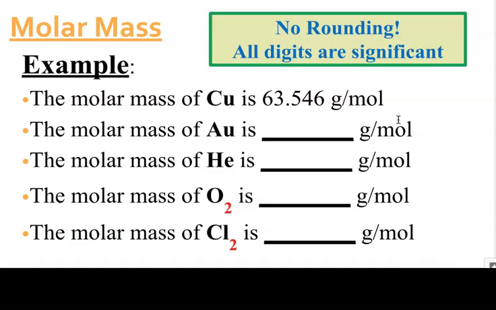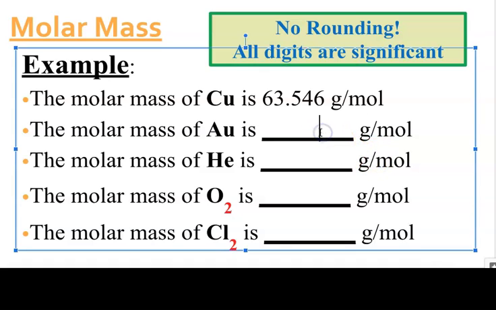So next I'm going to look at gold, Au, which is number 79. The numbers after that, it's 196.967 grams per mole. Simple as that.